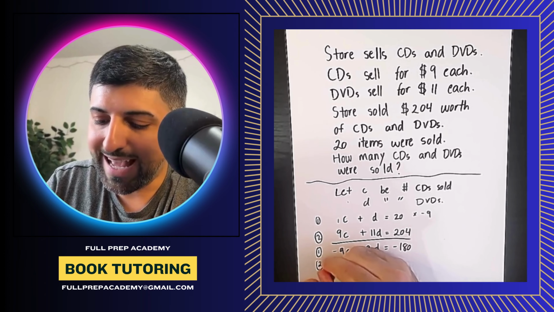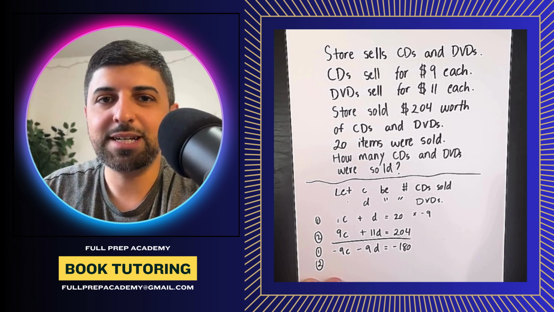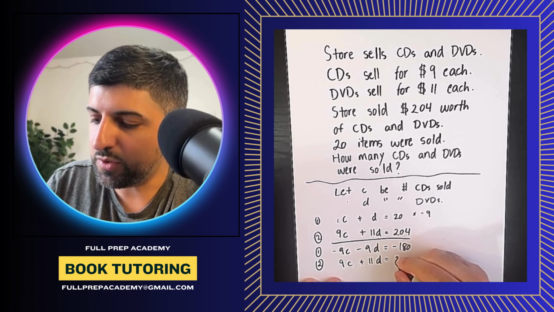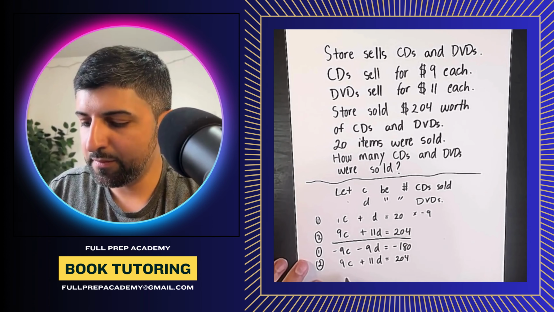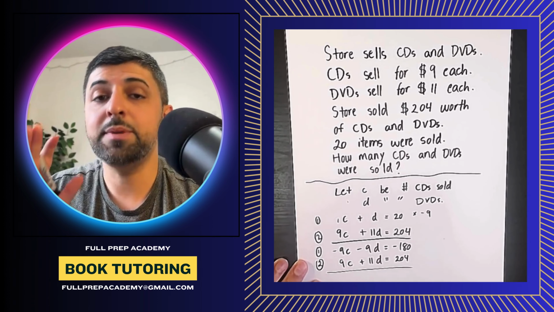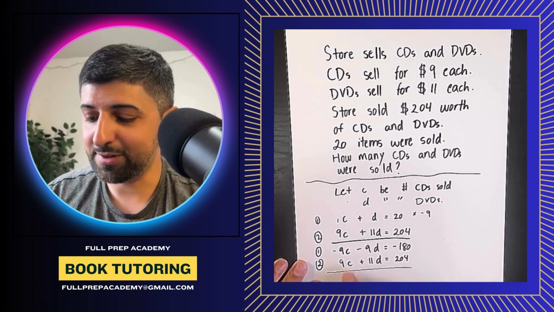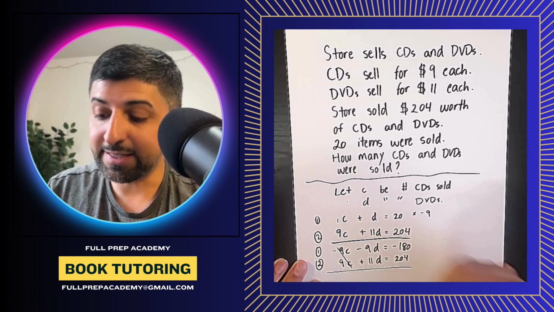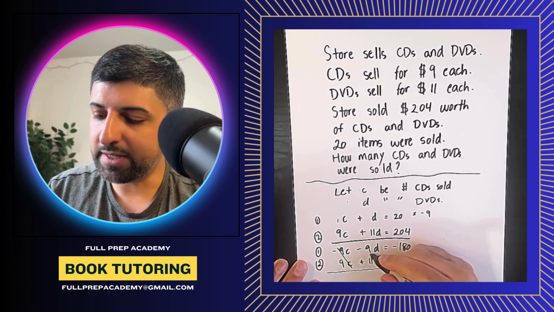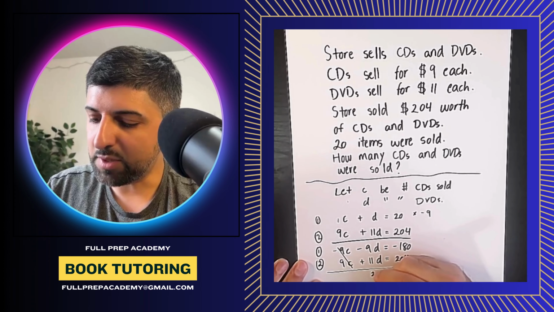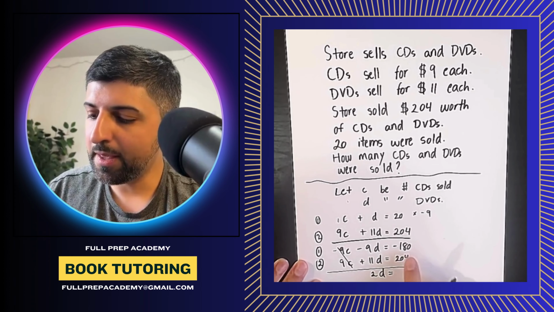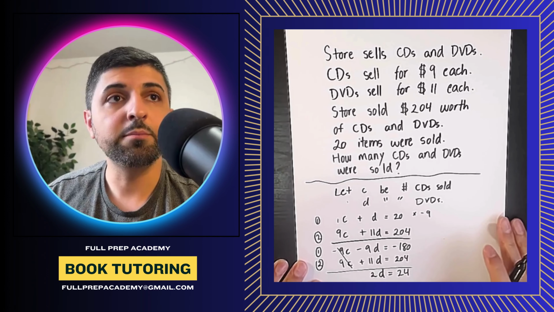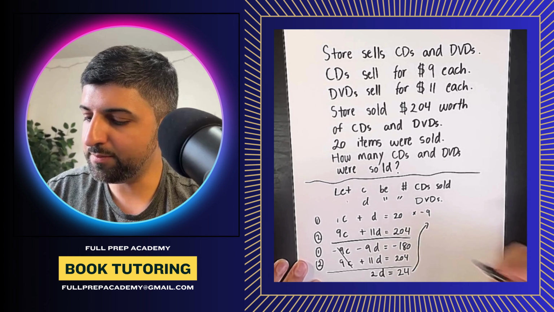Equation 2 already has 9C. I'm not going to touch it. So 9C plus 11D equals 204. And now I am in the right step here. So now I can go ahead and collect like terms. Negative 9 and 9 eliminate. Negative 9 plus 11, that's going to be 2d. And negative 180 plus 204 is going to be 24. Beautiful.